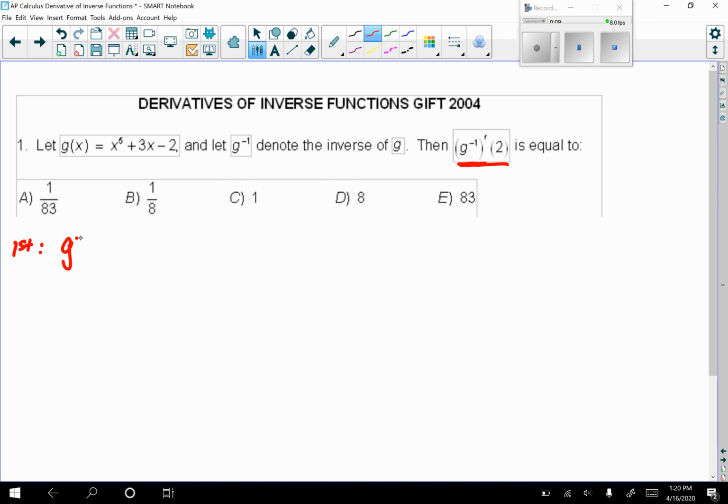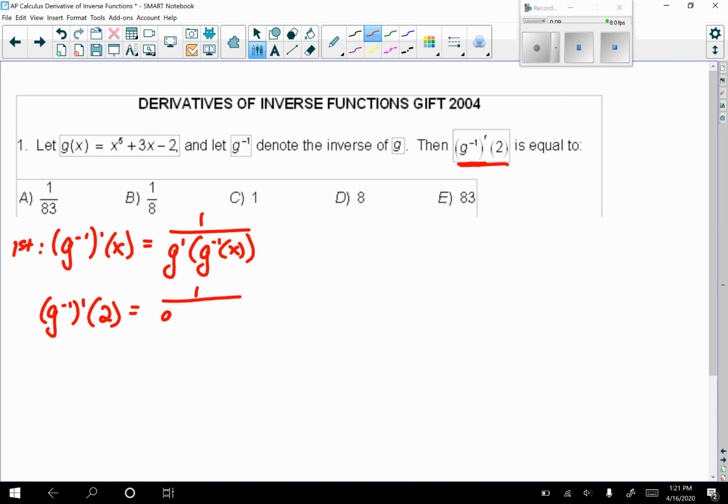So the derivative of my inverse of g of x is going to equal 1 over g prime of the inverse of g of x. So that's the notation. I'm just replacing the f's with g's. But now I want to find this at a specific x value. So then I'm going to rewrite this as the derivative of the inverse of g of 2 is going to equal 1 over g prime of the inverse of g of 2. So I just simply replaced all my x's with 2.